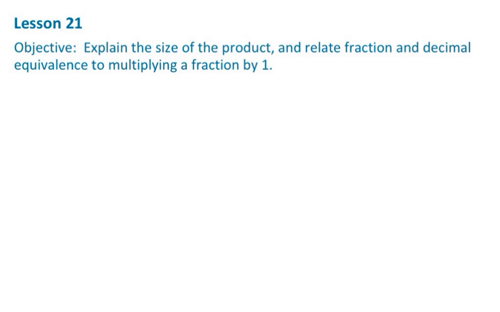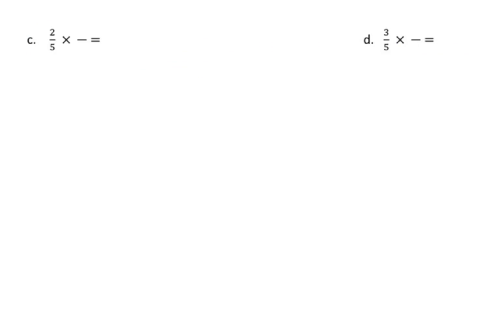This is grade 5, module 4, lesson 21, and the objective in this lesson is to explain the size of the product and relate fraction and decimal equivalents to multiplying a fraction by 1. So in this lesson, I'm going to look at the homework question number 2, and it says express each fraction as an equivalent decimal, and I'm going to look at letter C and D for this.